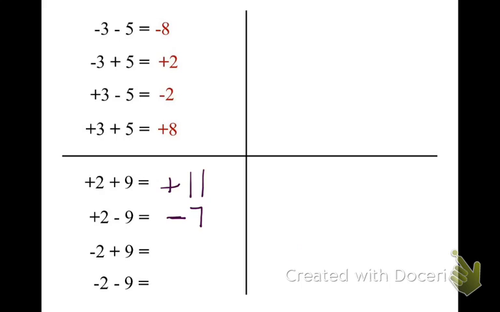Look at my next example. I end up with negative 2, positive 9. Which one's bigger? The positive 9, so it's going to be a positive answer. What's 9 minus 2? 9 minus 2 is 7, so positive 7 is my answer.